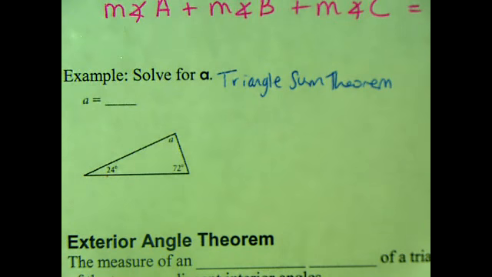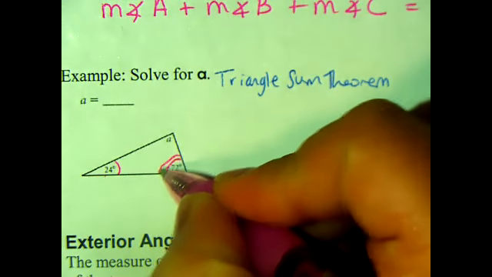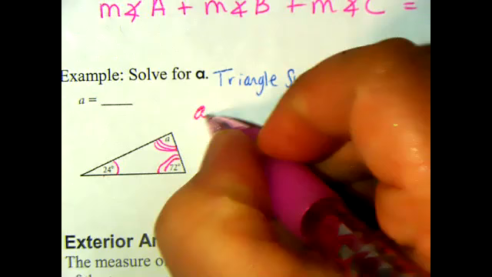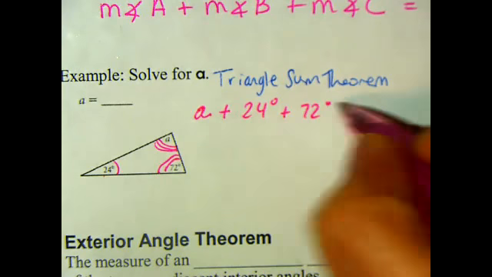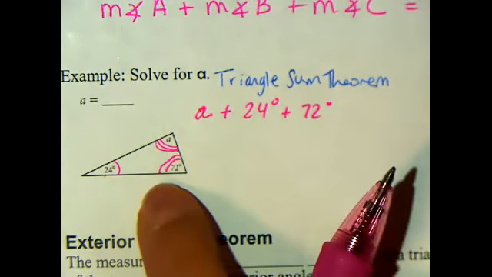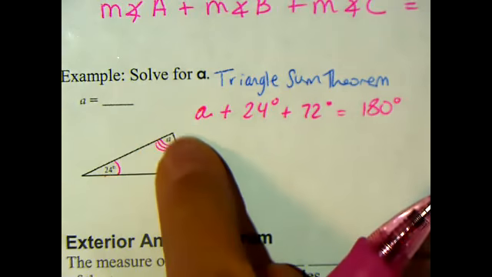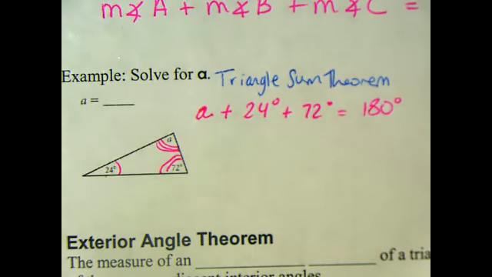Again, my triangle sum theorem says that if I take this angle and add it to this angle, and then add it to this angle, it should equal 180 degrees. So I have A plus 24 degrees plus 72 degrees. That's three angles: first angle A, second angle 24 degrees, third angle 72 degrees. That's going to equal 180 degrees because this is a triangle and all three of these angles are the interior angles of the triangle. Okay, so then I just simplify.